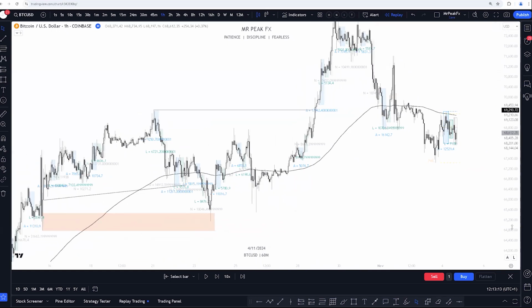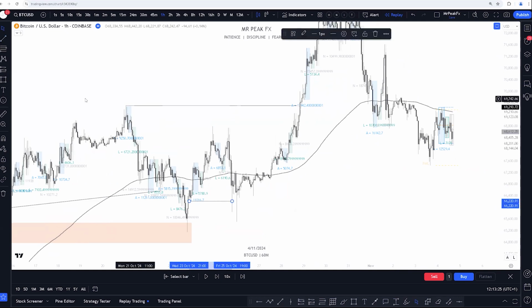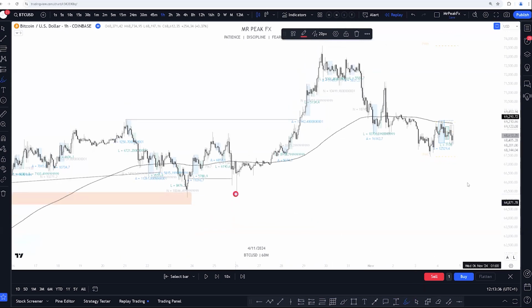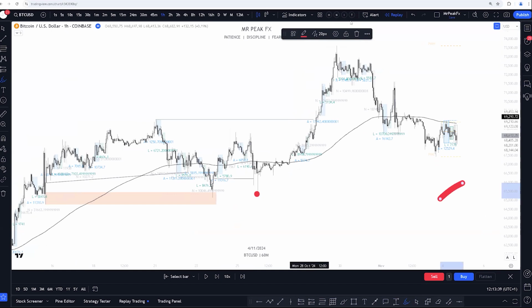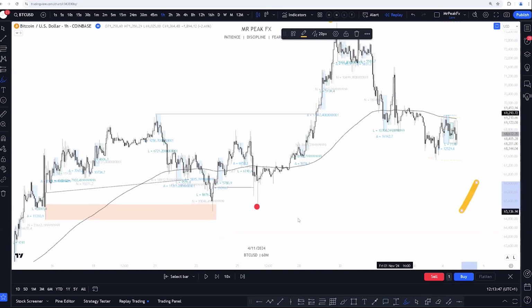Just before price took out this last significant high, price had taken major liquidity. You can see that price took out all this liquidity. This is more like a liquidity grab, and this is my break of structure. So this is my stop, liquidity grab, and this movement to the upside is my break of structure. That simply means I'm ready to what? I'm ready to buy, right?